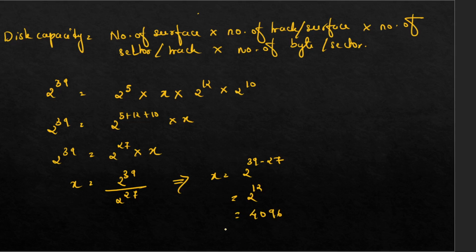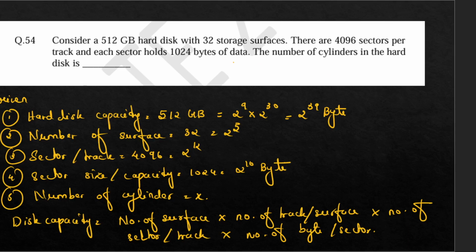So that means the number of cylinders they are asking in the hard disk, which was our x, is 4096. Okay, so very easy question, formula based. What is given, that you have to write, and after that what we want, what we know, the formula should be written.